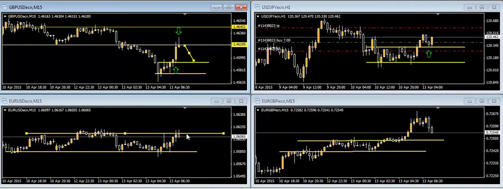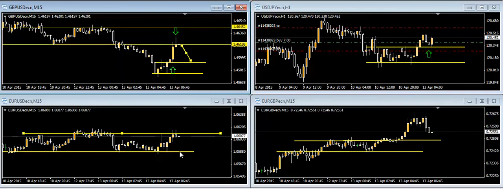If you notice on our euro dollar, price is declining at the moment, and we're expecting price to get back to this area of support and then possibly a breakthrough. Now here we have a tweezer top being formed at resistance.